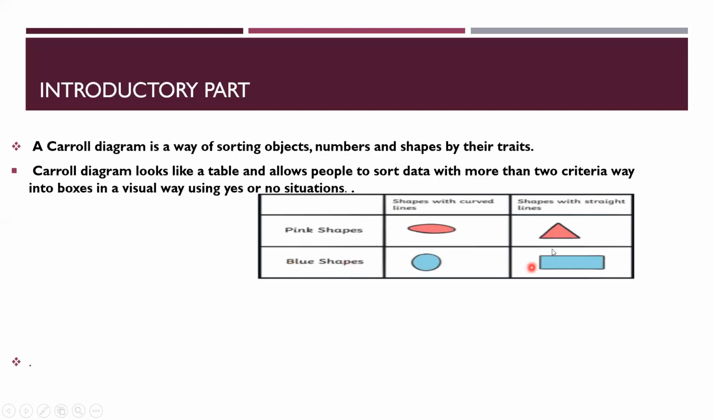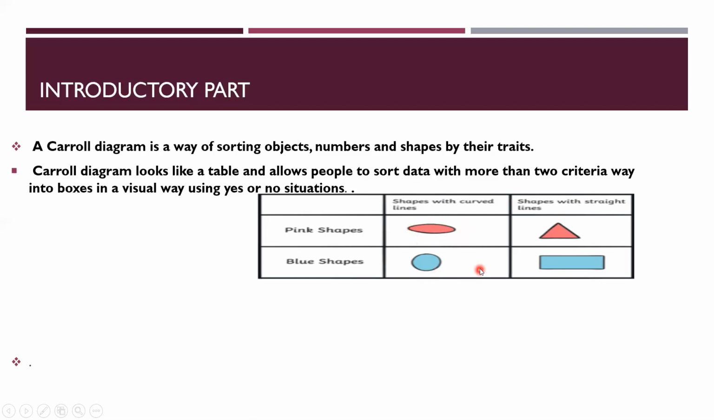See this, it looks like a table where we can see many boxes with two criteria or more criteria. Here we can see pink shape and blue shapes. Whereas here it is shapes with curved lines and here it is shapes with straight lines. So a thing that comes inside this box should satisfy this condition as well as this condition. So it should be a pink shape and it should be a shape with curved lines. So here you can see a pink shape with curved lines.